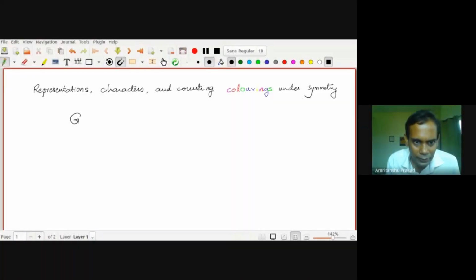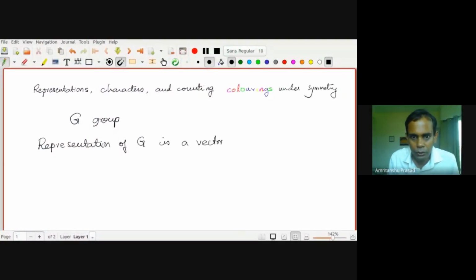Have a group G and a representation of G. What you need is a vector space V. So on a vector space V, you'll be looking at a way of writing the elements of the group as matrices.